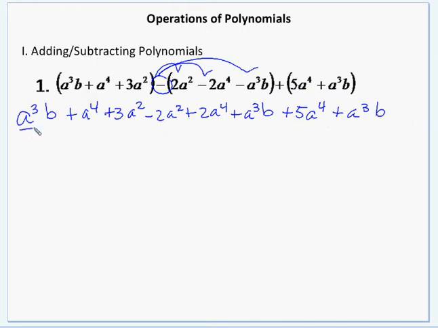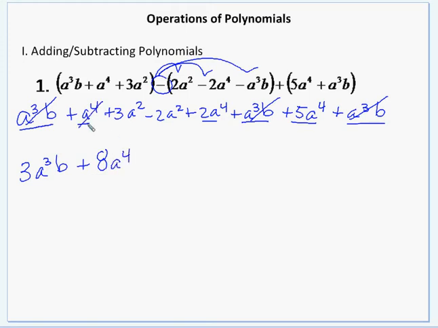We have a cubed b, and then we have another a cubed b, and then another a cubed b. So what that is, we have three of those, and technically the coefficient on all of them is 1, so we're going to have 3a cubed b. Now, because we have so much going on, usually if you just cross them out, you know you've used it, and that you won't try to use it again. So now we have a to the fourth plus 2a to the fourth plus 5a to the fourth. So this is going to give us 8a to the fourth.